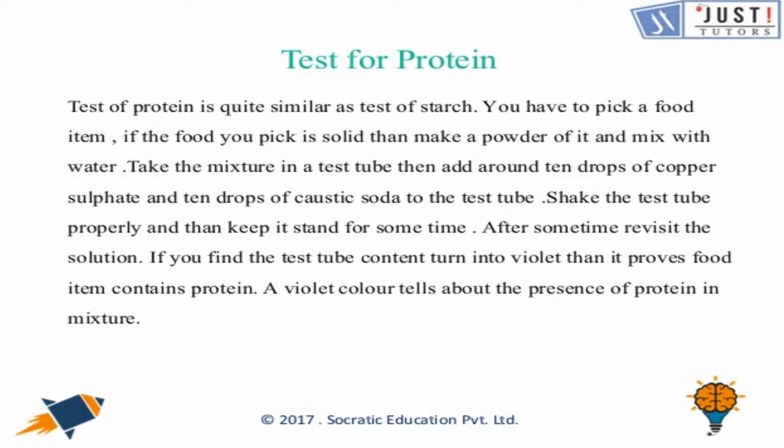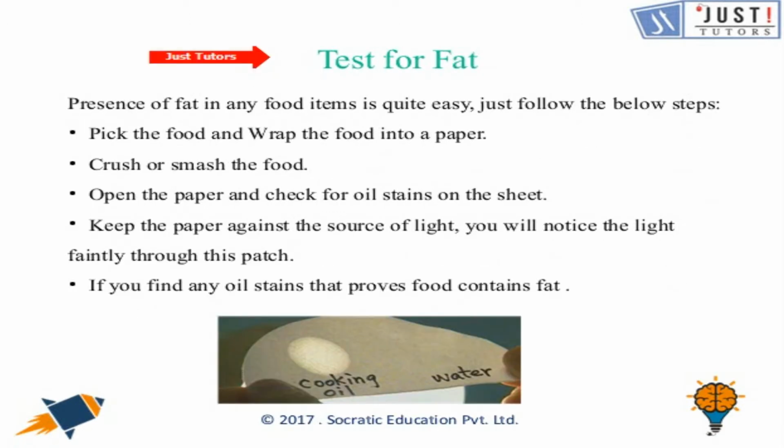You can try that on different products, and you can make a list of food products which contain protein. A few examples could be eggs, beef or fish. So that was all about the test for protein. Now let's move forward and have a quick test for fats.